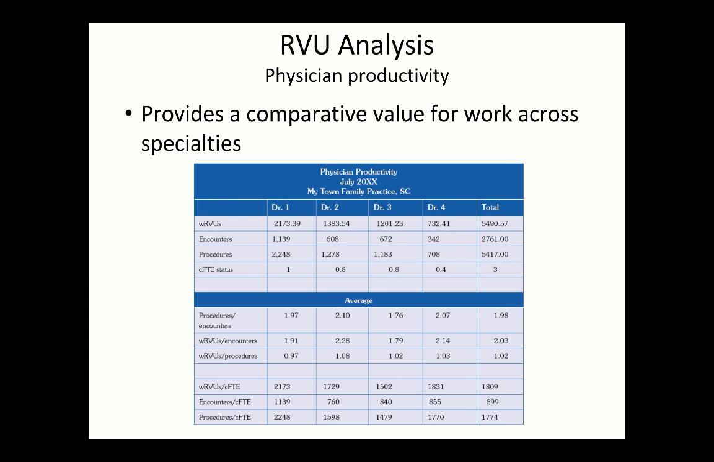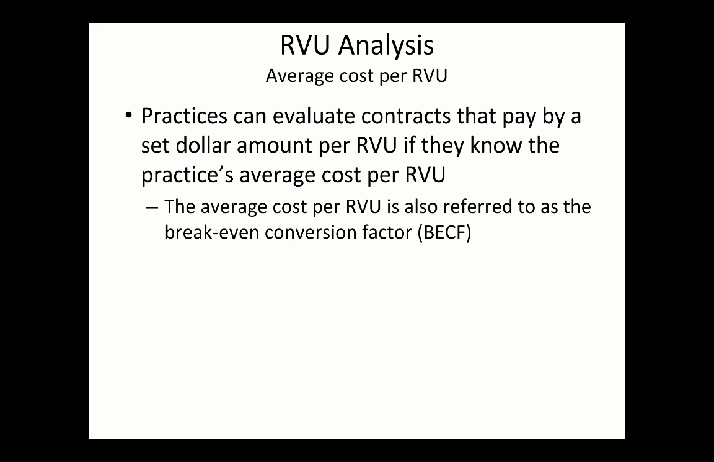If we compare that work RVU to other doctors, we find that Dr. Number 4 is performing quite well despite part-time employment. That is, Dr. Number 4 is performing better than Dr. 2 and Dr. 3. However, Dr. 1 earned their name by blowing everyone else out of the water. The CFTE status allows us to compare the productivity of each doctor. If we didn't use the CFTE, we would erroneously conclude that doctor number 4 is underperforming based on the raw values alone. Physician practices can evaluate contracts that pay by a set dollar amount per RVU.